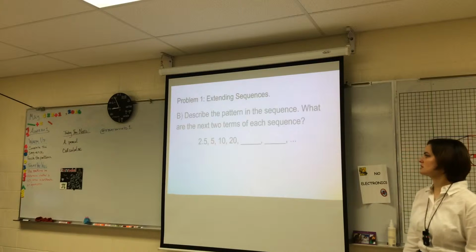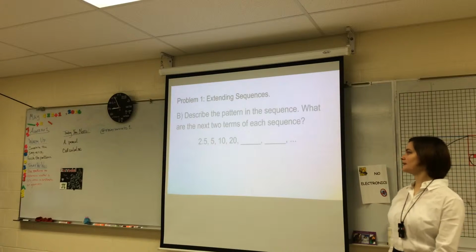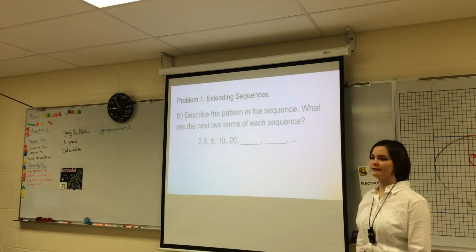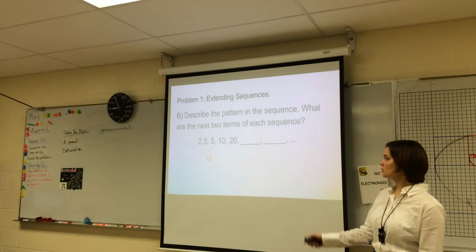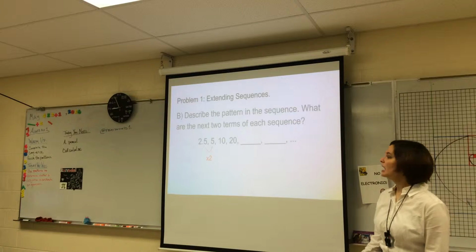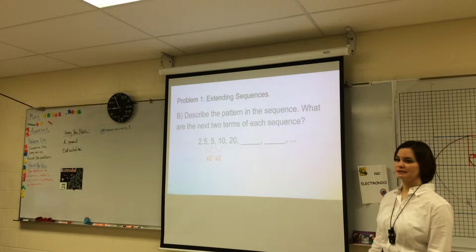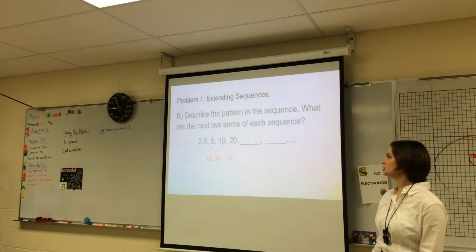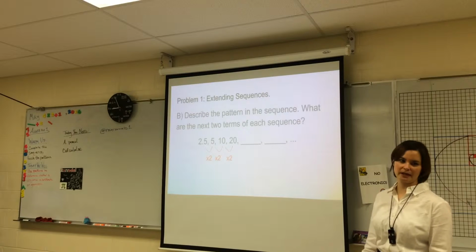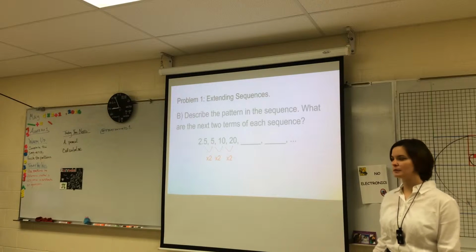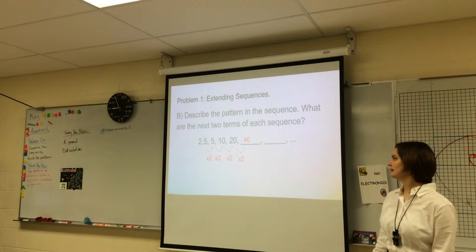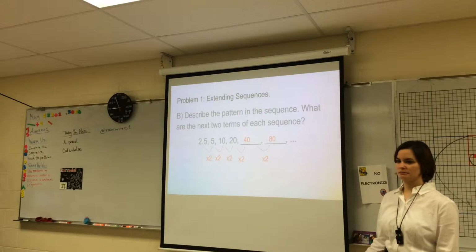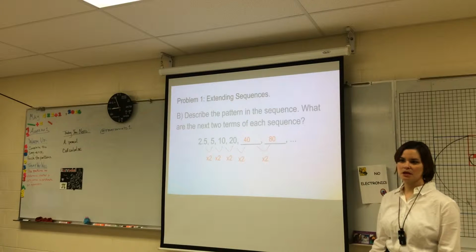All right, let's take a look at problem 1b. It says describe this pattern. So I've got 2.5, 5, 10, 20. Times 2? Because if I multiply 2.5 by 2, we get 5. If I multiply 5 by 2, I get 10. If I multiply 10 by 2, I get 20. So to get the next term, we're going to multiply by 2, and I get 40. Multiply by 2 again, we get 80. Not too bad, right?